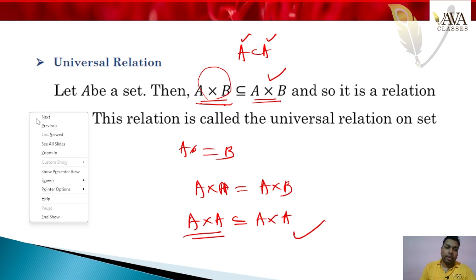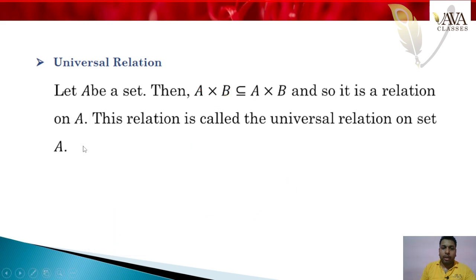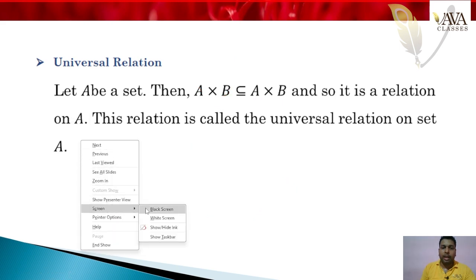Now we'll give an example of void relation and universal relation. Suppose A equals B equals {1, 2, 3}.